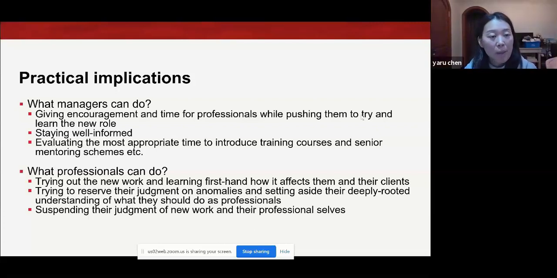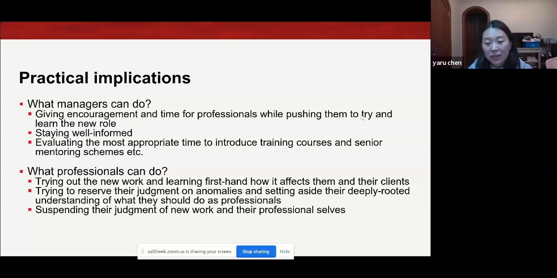So to achieve this, the managers need to stay well informed so that they understand where professionals are in terms of the four different stages that we have developed. And also the managers should evaluate the most appropriate time to introduce training courses and senior mentoring schemes so that these training courses and senior mentoring schemes can actually help professionals to restructure their professional identity and accept the new work role rather than having adverse effects.